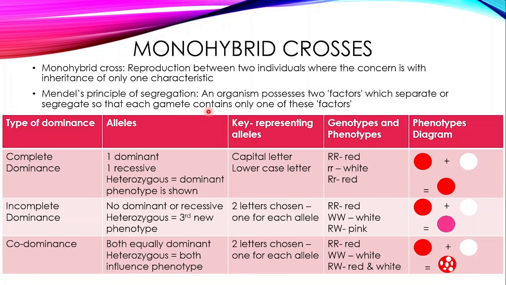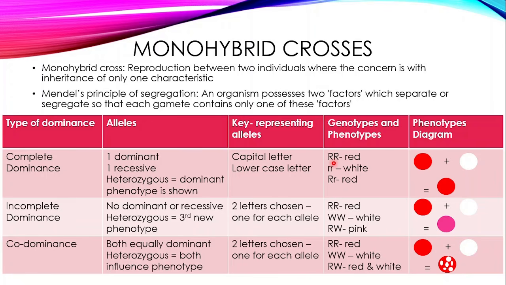And then we did Mendel's principle of segregation in the previous slides. I'm just going to go here onto the table. The table shows three kinds of dominance that we get: complete dominance, incomplete dominance, and codominance. For complete dominance, we have, for the alleles, one dominant and one recessive allele. And in the heterozygous condition, the dominant phenotype is shown. So if we look here, to represent complete dominance, we use a capital letter and a lowercase letter.